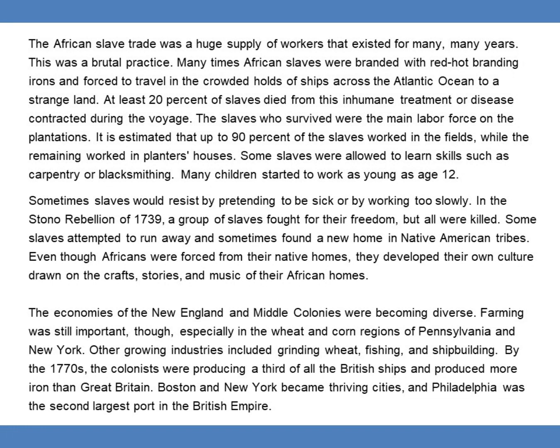The economies of the New England and Middle colonies were becoming diverse. Farming was still important, especially in the wheat and corn regions of Pennsylvania and New York. Other growing industries included grinding wheat, fishing, and shipbuilding. By the 1770s, the colonists were producing a third of all the British ships and produced more iron than Great Britain. Boston and New York became thriving cities, and Philadelphia was the second largest port in the British Empire.